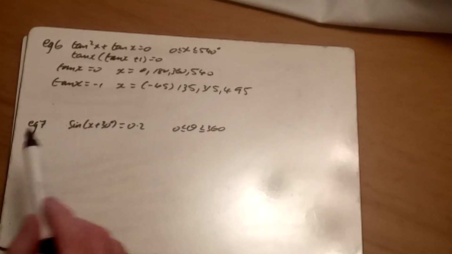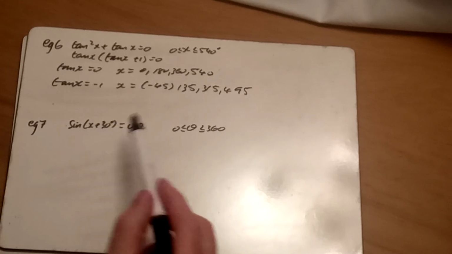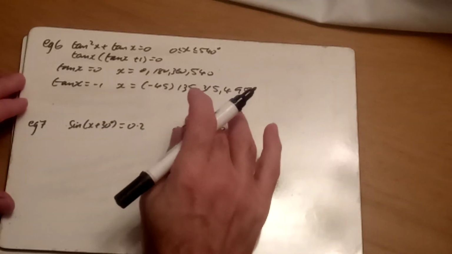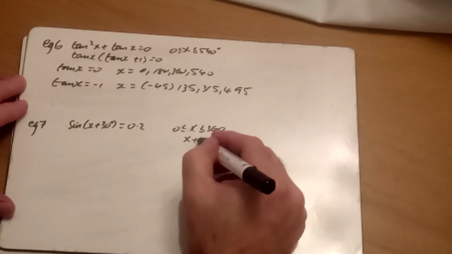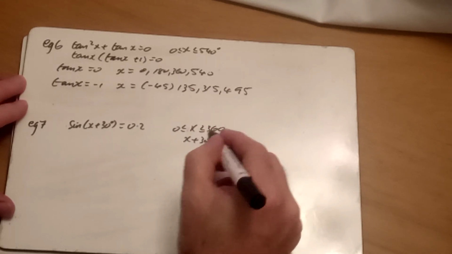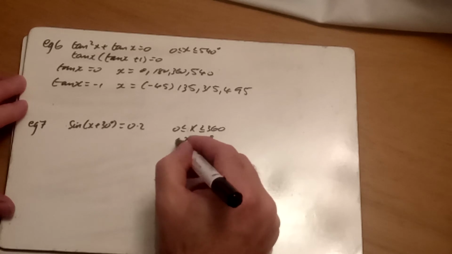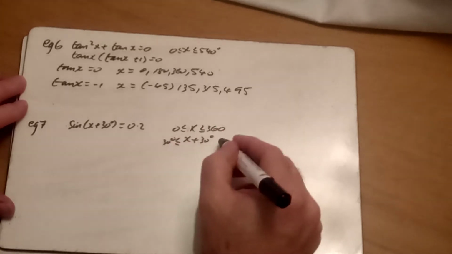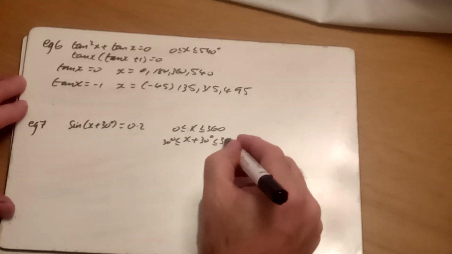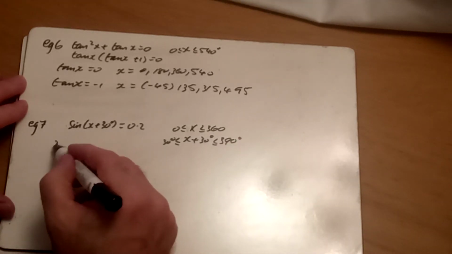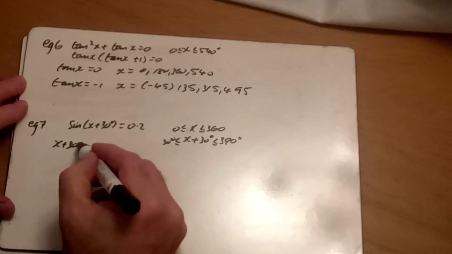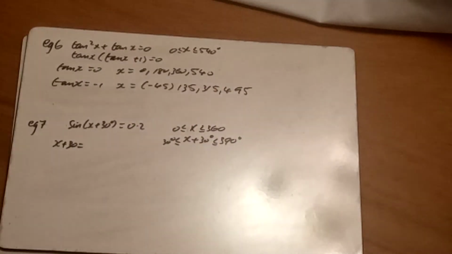What I must do, what I think is a handy thing to do, is to rewrite the range. I've got theta there, I've got x there, so it should be x plus 30 between that and that. When x is 0, x plus 30 is 30, and that will be 390. So I get the calculator, I do the inverse sine of 0.2.